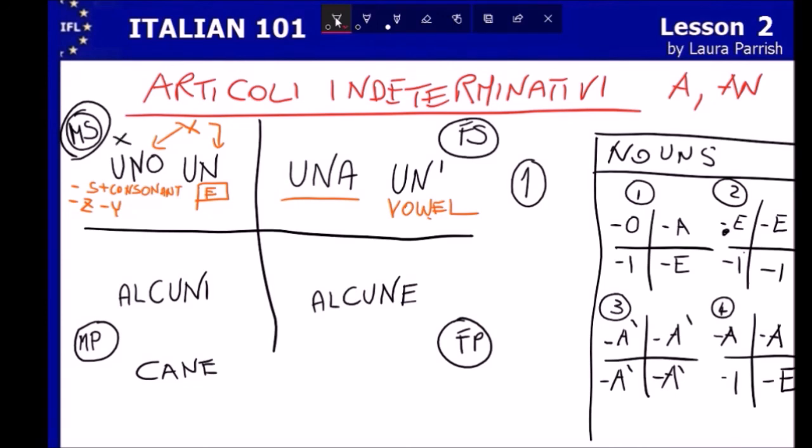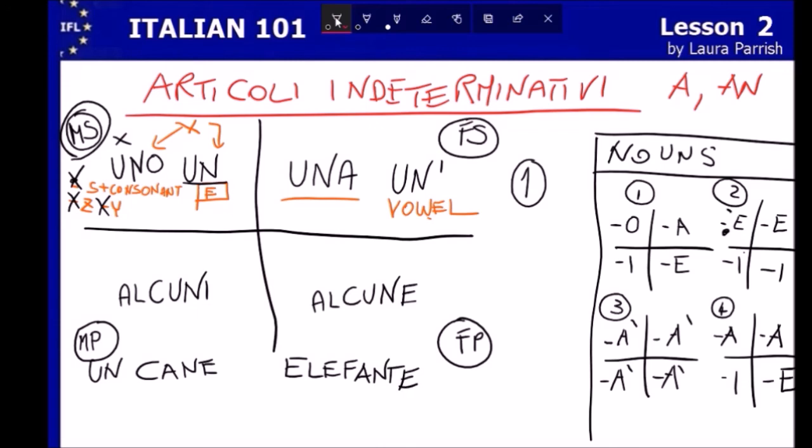Let's start with this one, okay? And we analyze, we say, does cane start with S plus consonant? No. Does cane start with Z? No. Does cane start with Y? No. So by exclusion, it has to be this. In fact, the right article is un cane. Then let's use another word. Let's use elefante.